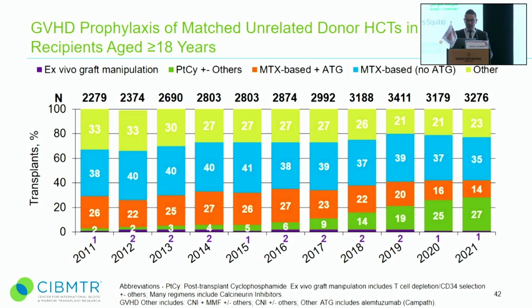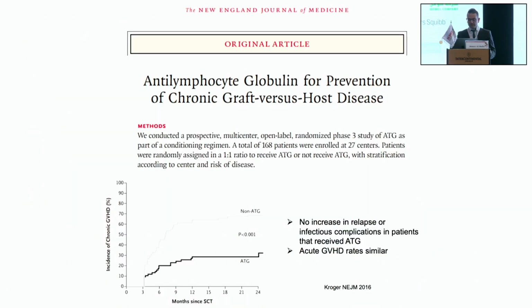In this slide, I'm showing the graft-versus-host disease prophylaxis platforms used in the last decade. And as we can see here, the green shows the rapid increase in the use of post-transplant cyclophosphamide due to the data emerging about the benefit in reducing both acute GVHD and chronic GVHD incidence and severity, regardless of the type of donor. So now almost 30% of transplants are done based on a post-transplant cyclophosphamide platform.